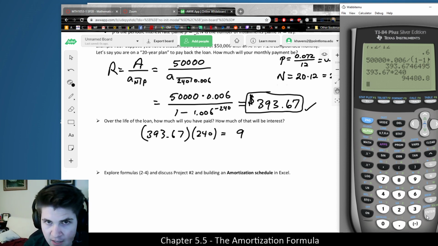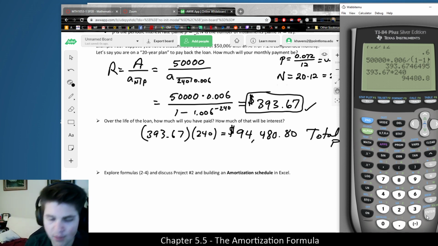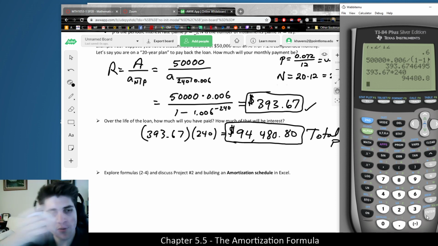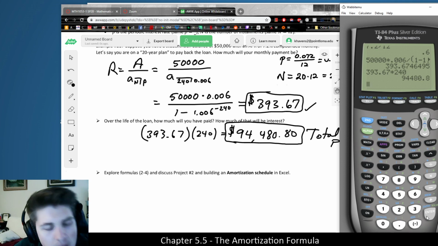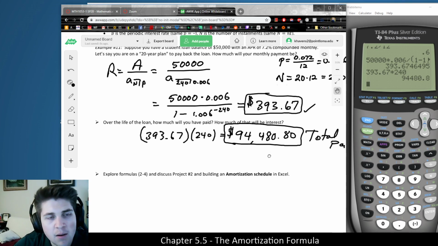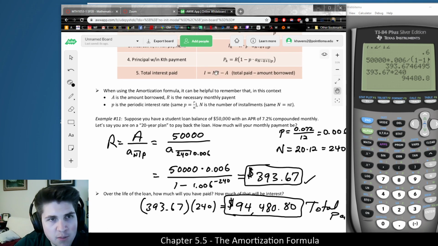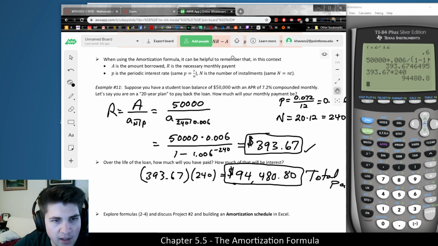So $94,480 and 80 cents is going to be the total amount paid over the lifetime of that loan in all those payments. If I was just to add up the raw value of the annuity payments, that'd be that. And if you look at what the total interest paid is, it's just n times r minus a, the initial price of the annuity, or basically the principal value of the loan.